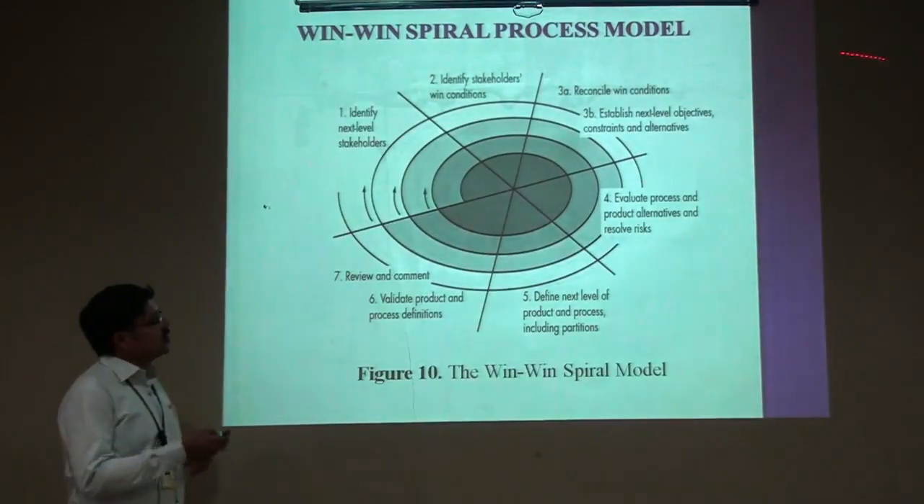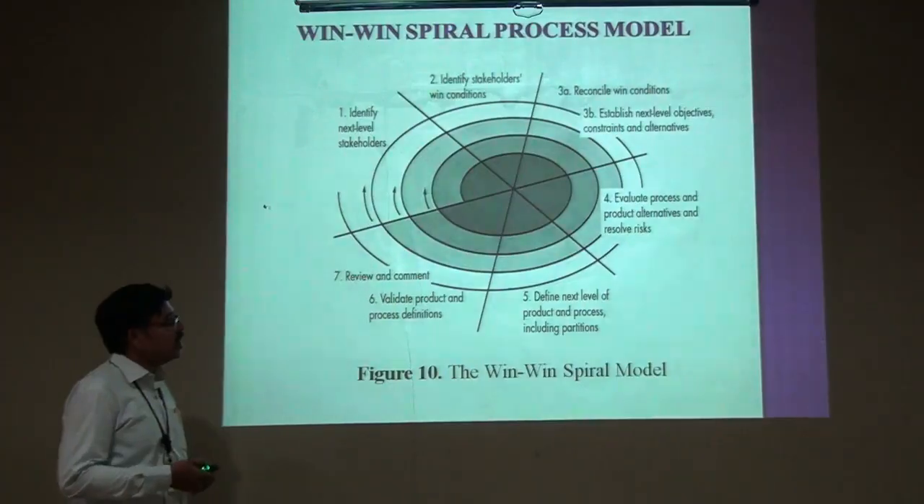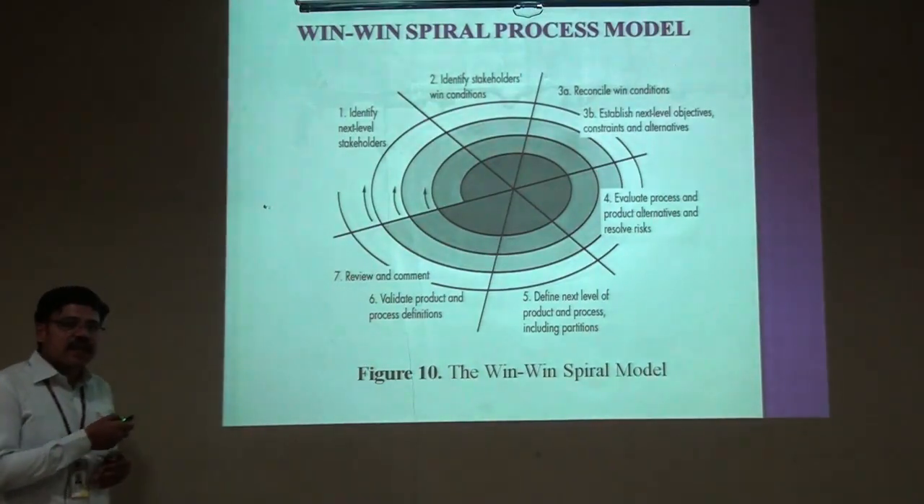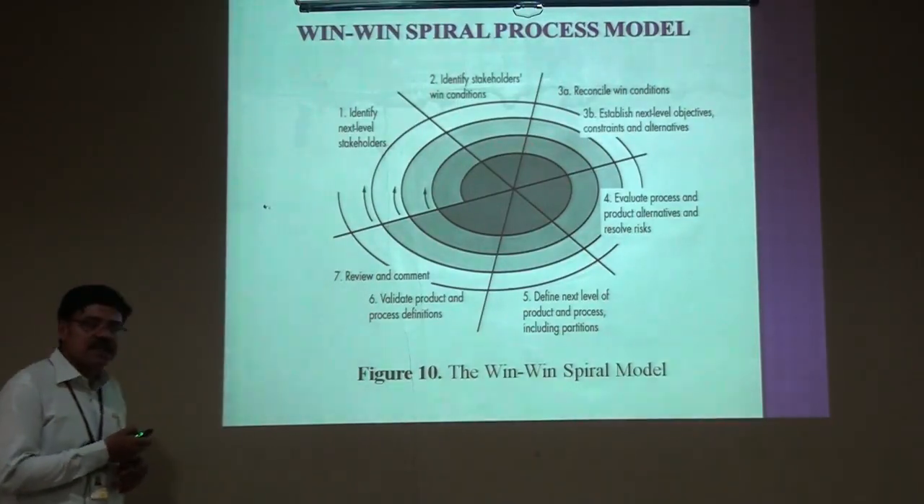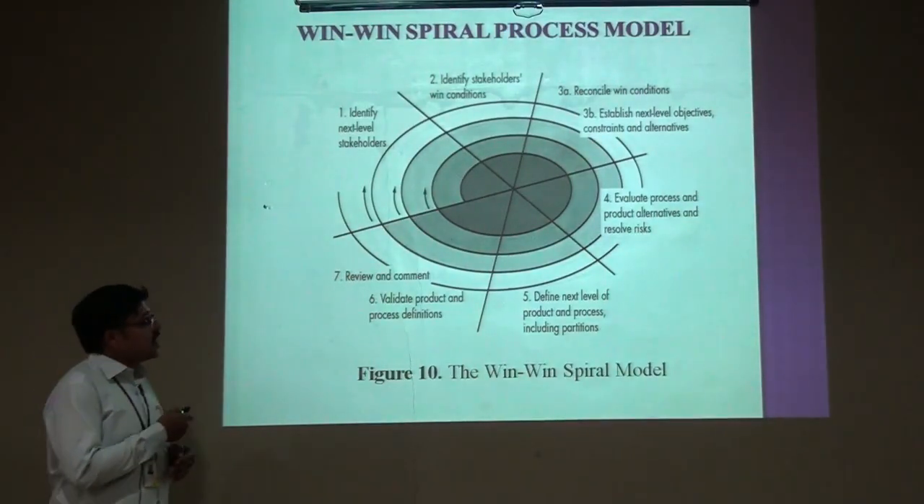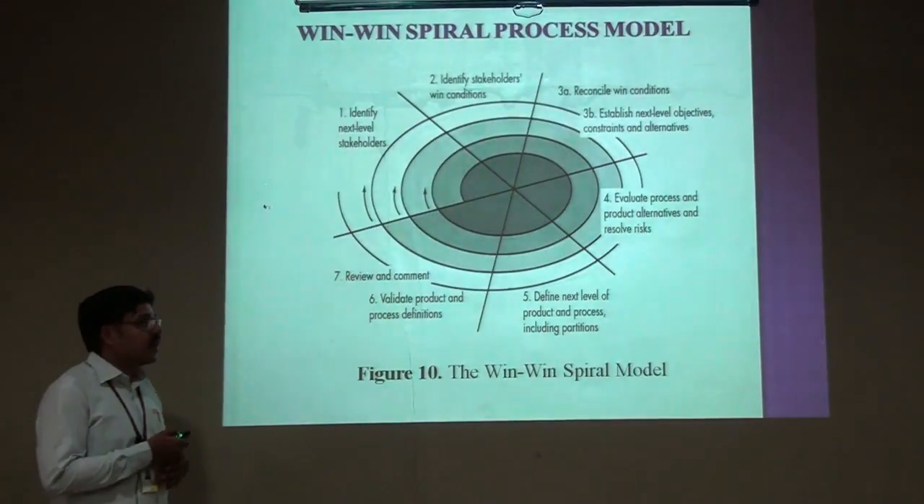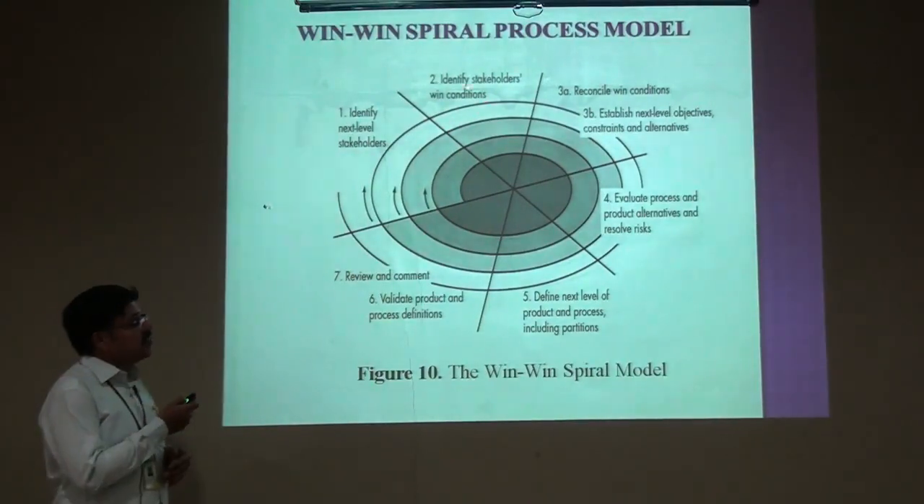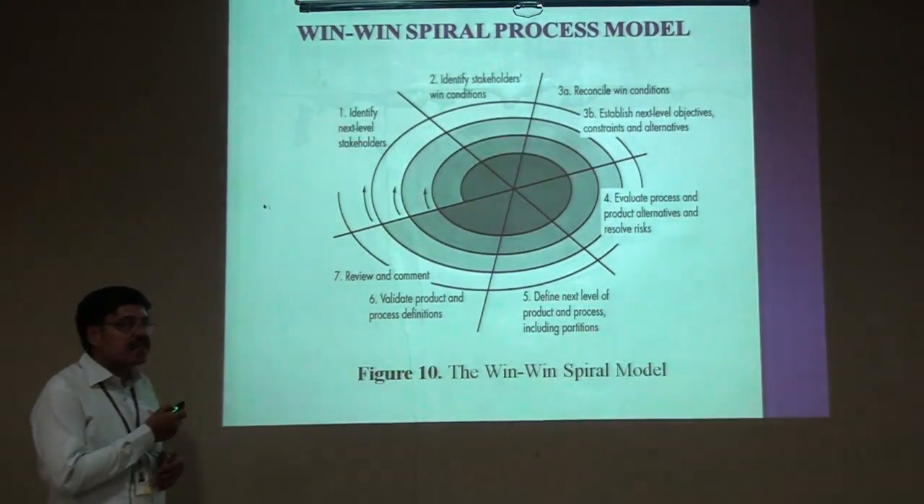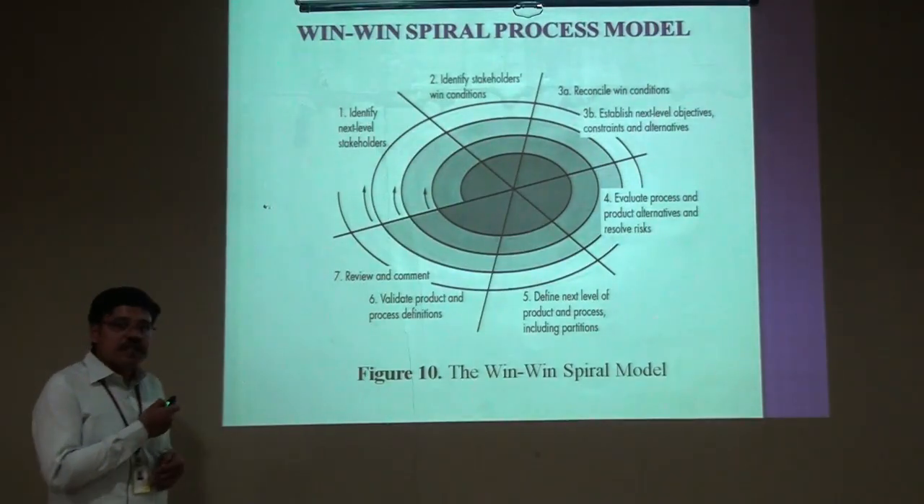So this is the process model diagram of the win-win spiral model. Here the process model diagram will be similar to that of the spiral model. So it includes various task regions. Here we have 7 key process activities carried out. The first one is we need to identify the next level stakeholders. We have to identify all the stakeholders, and next we have to identify the stakeholders' win conditions, and then we have to negotiate their win conditions.